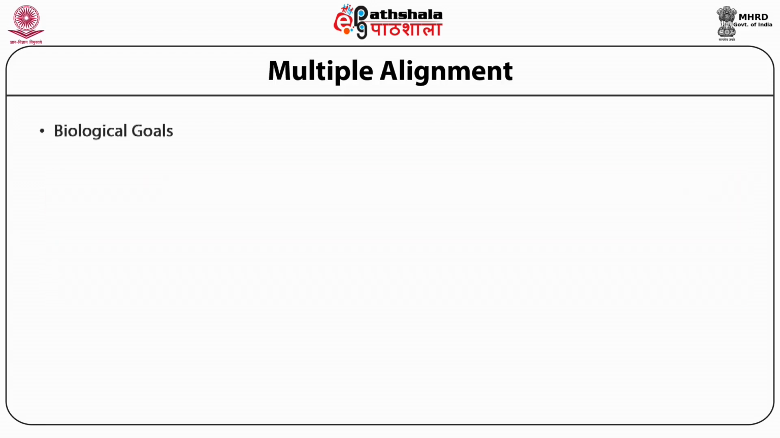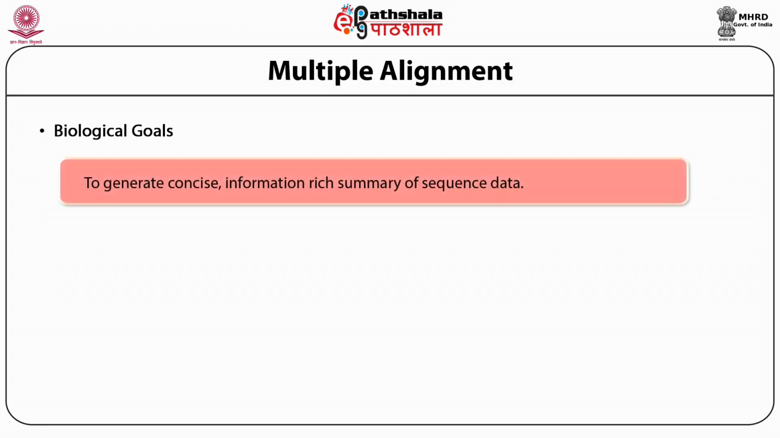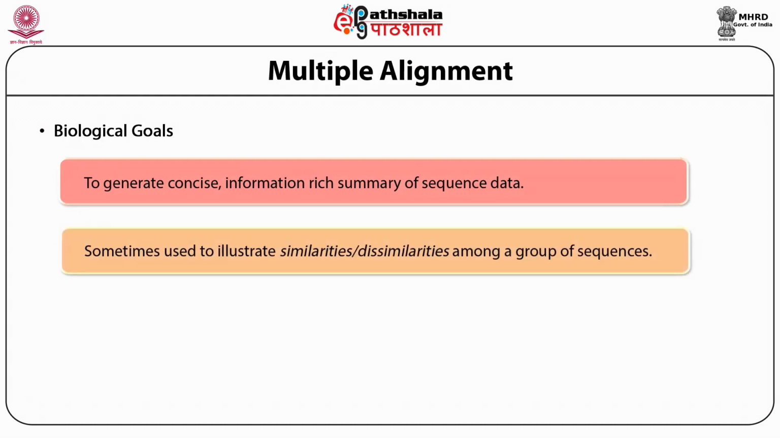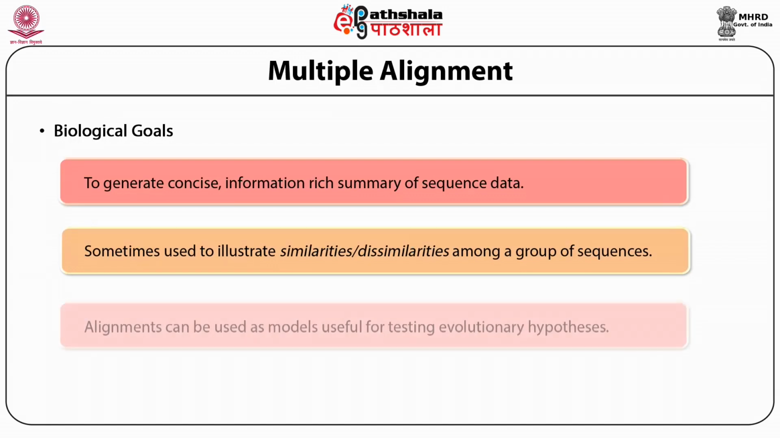So the goal of multiple alignment is to generate a concise, information-rich summary of sequence data. This can be used to illustrate similarities and differences among a group of sequences and by extension a group of organisms. Alignments are often used, in fact, as models for testing different evolutionary hypotheses, and so on and so forth.